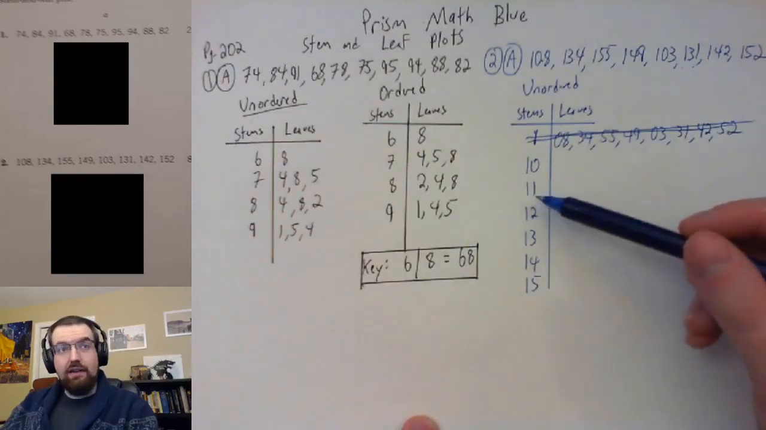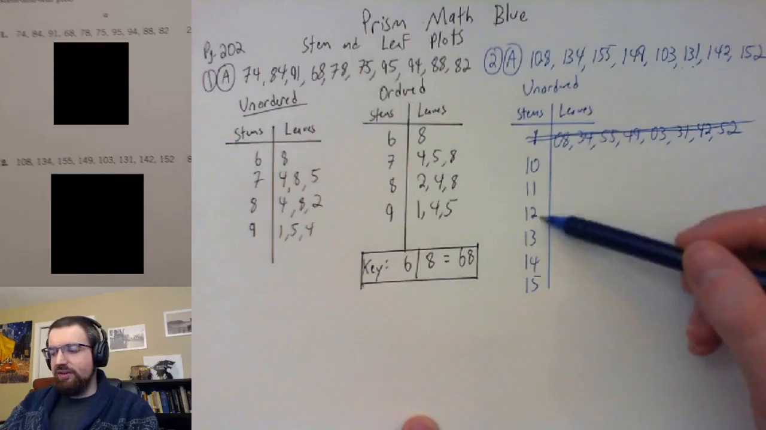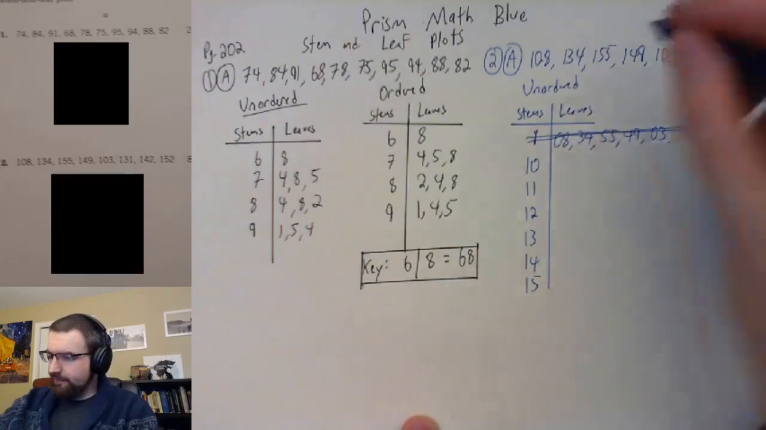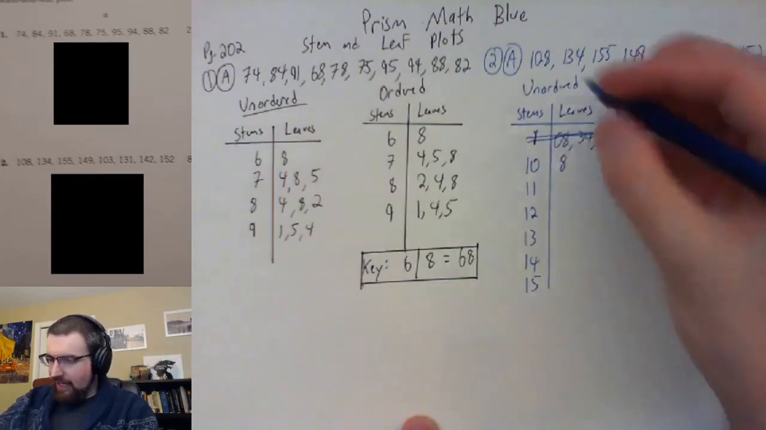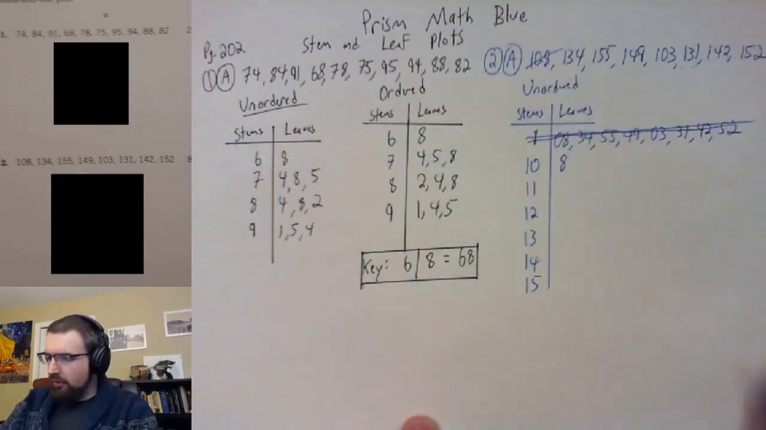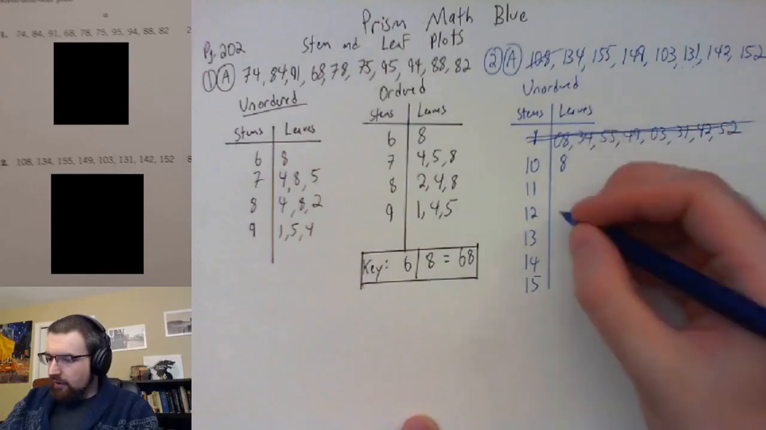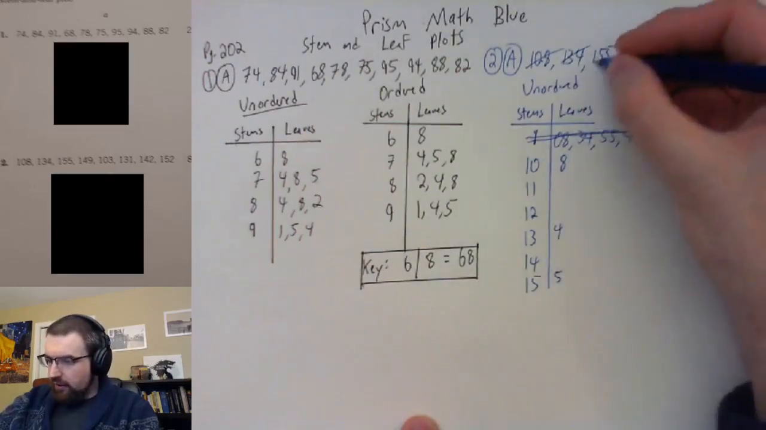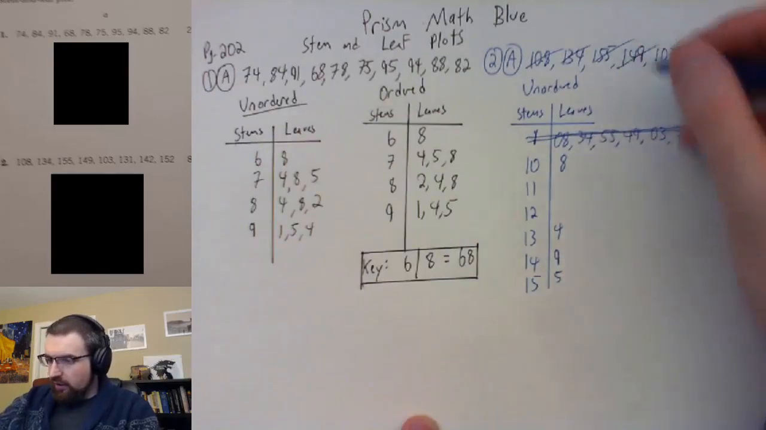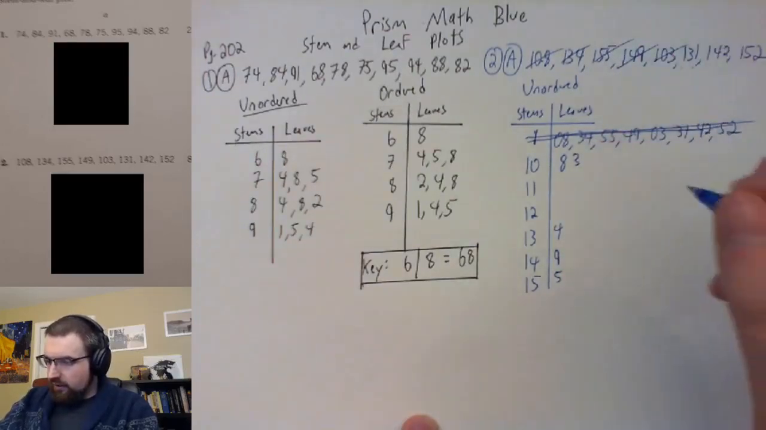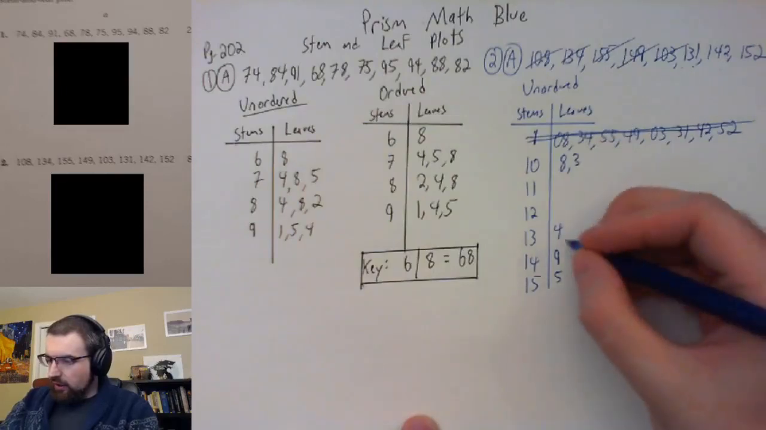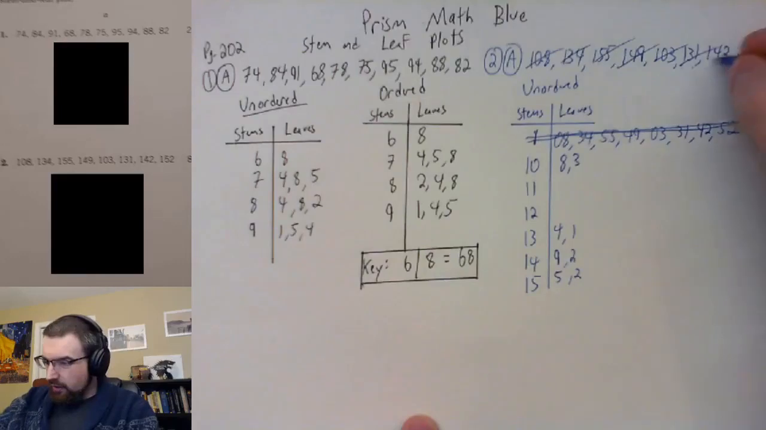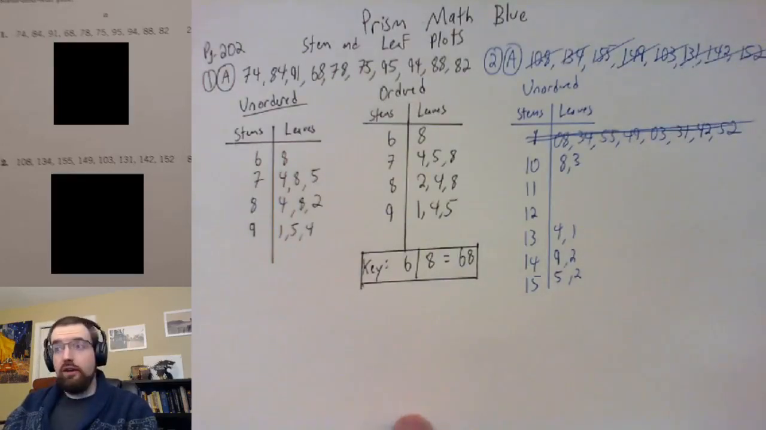And if there are stems that we skip, we still write them on the left. We just don't put anything on the right corresponding to them. So here we have an 8 afterwards, and I'll cross them off as I'm going. Then we have a 4 here. We have a 5 here. We have a 9 here. A 3 here. Put my commas in between. A 1 here. A 2 here. And a 2 here. Okay, so that was our unordered.